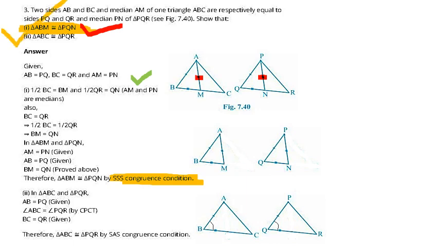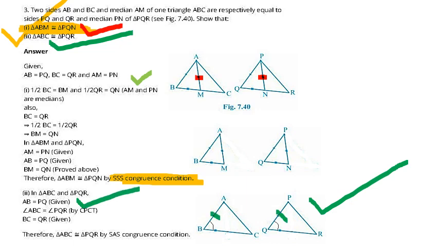Now let's do the second part. In second part, it says to prove that triangle ABC and triangle PQR are congruent to each other. This is your figure for that. ABC and PQR. We have to prove that these two triangles are congruent to each other. Now, pretty simple this question. AB equals PQ. It is given. We have done this again and again. These two sides are equal.